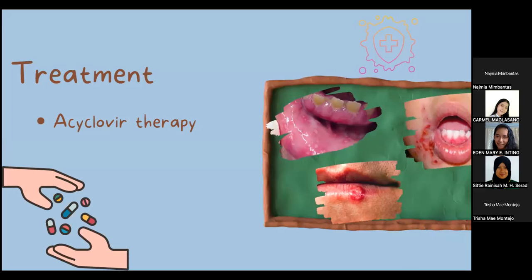So for the treatment, we have acyclovir therapy. Acyclovir is used to treat the symptoms of chickenpox, shingles, and herpes virus infections of the genitals, such as sex organs, the skin, the brain, and mucous membranes, such as lips and mouth, and widespread herpes virus infections in newborns. Acyclovir is also used to prevent recurrent genital herpes infections. Next, please.